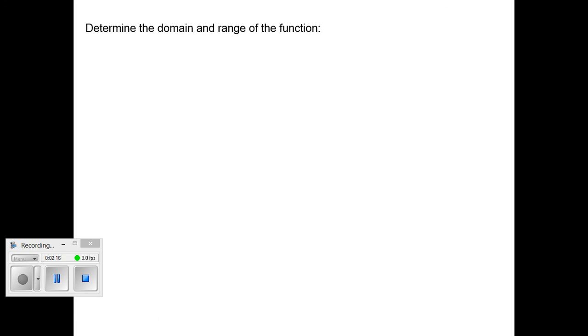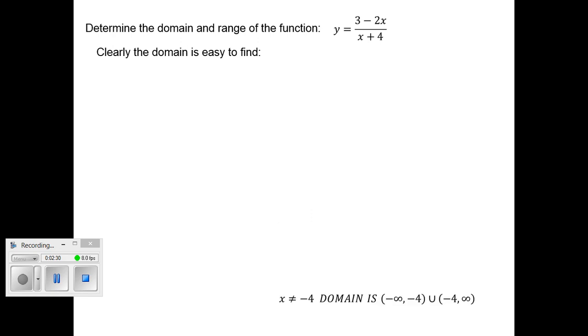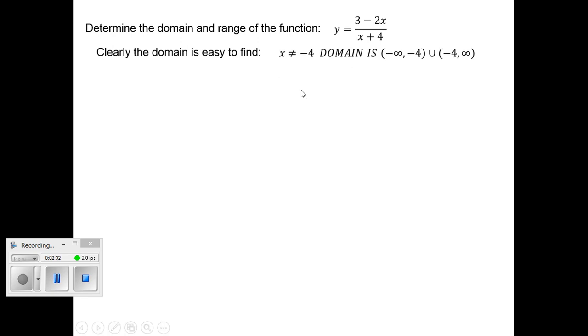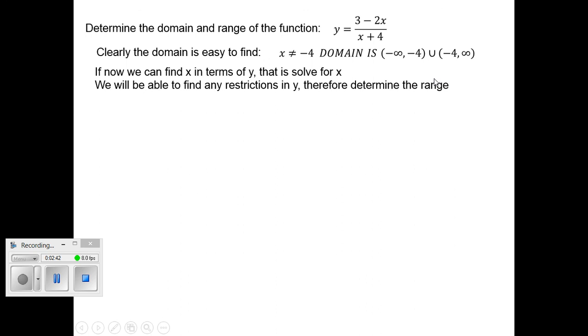Okay, determine the domain and the range of this function. You'll say, well, the domain is easy to find. Yes, it is, because we cannot let x equal negative 4. So since it cannot equal negative 4, it is everything but negative 4. So the domain is stated here: negative infinity to negative 4 in union with negative 4 to infinity.